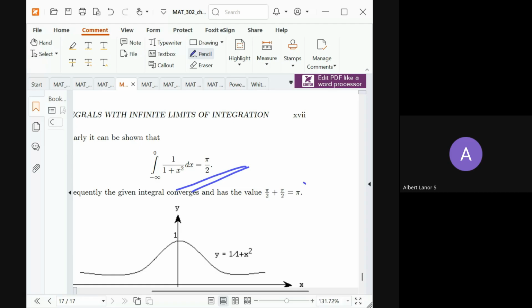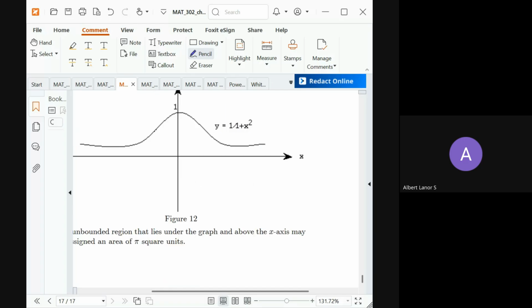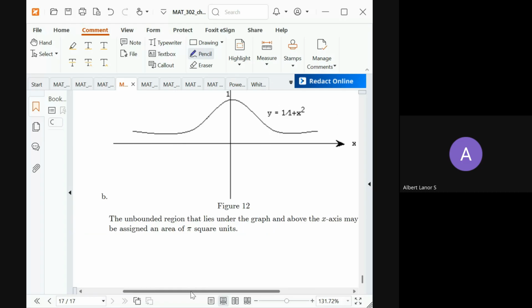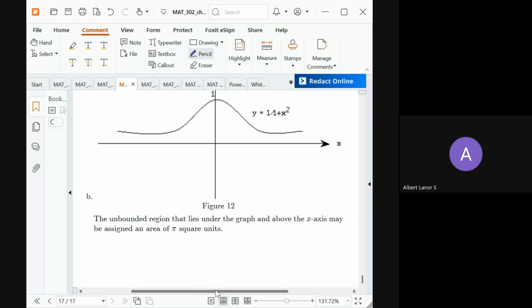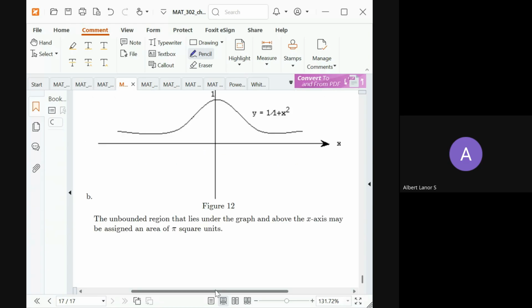Now you sum the two of them, you're going to get pi on 2 plus pi on 2, which is equal to pi. A graph of it is shown here, so the area under it is finite. Now B, the unbounded region that lies under the graph and above the x-axis may be assigned an area of pi square units.